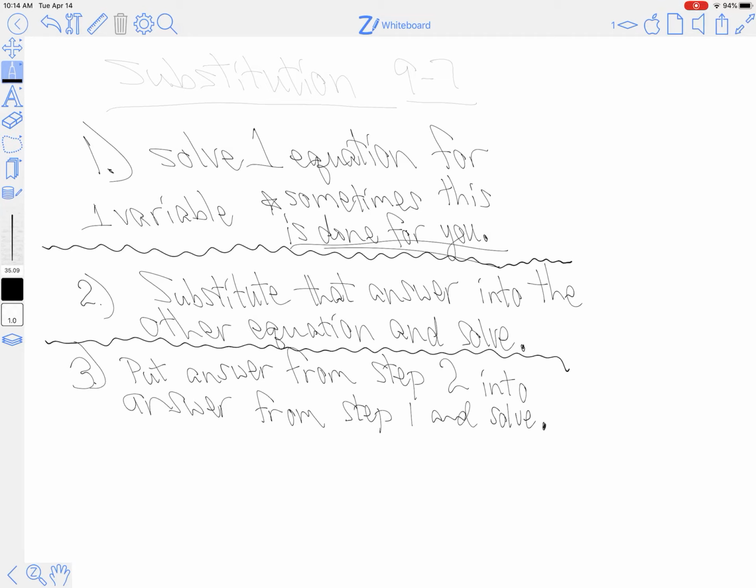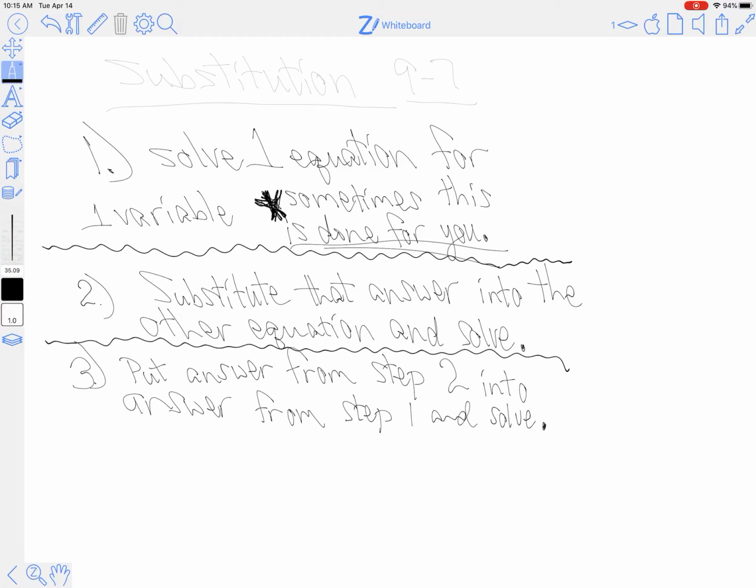Step 1, it says solve one of the equations for one variable. And then here it says sometimes that's already done for you. So sometimes you're going to see two equations, and one of them will already say y equals 2x plus 1. So that means the y is already solved for. Or maybe it'll say x equals 2y minus 1, and the x is solved for. So that's what I mean by sometimes this is done for you. And you'll see when we look at some examples.